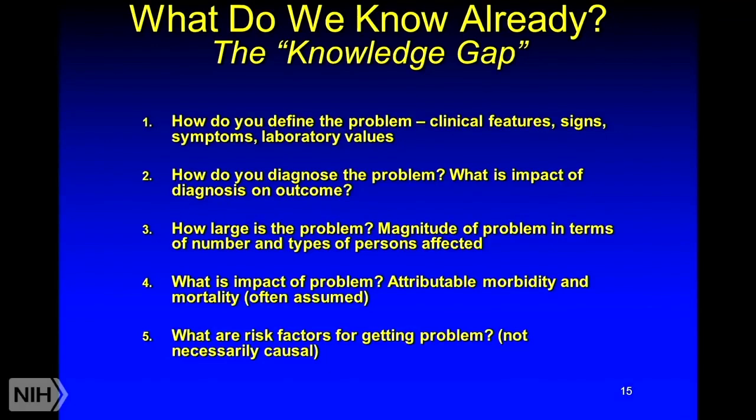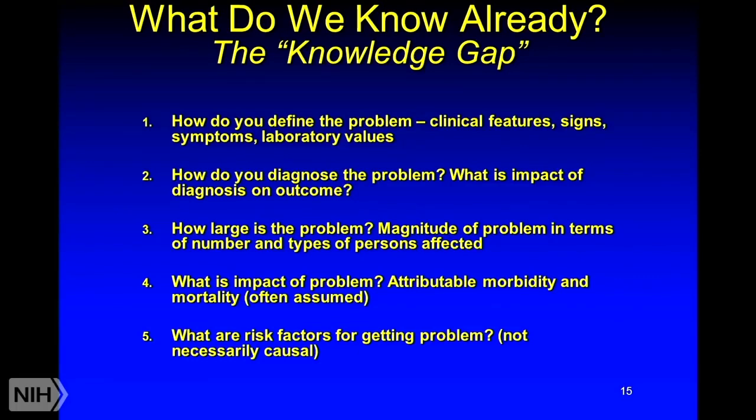So when you're looking through the medical literature, you're looking for what's already known. And I jokingly call this the knowledge gap, right? You're looking for things that we don't know already that would make good research questions for you. So the first is, how do you define the problem that you're interested in looking at? What are its clinical features? What signs, symptoms, laboratory values go along with that clinical entity? Is it known how to diagnose the problem? And what is the impact of diagnosis on outcome?